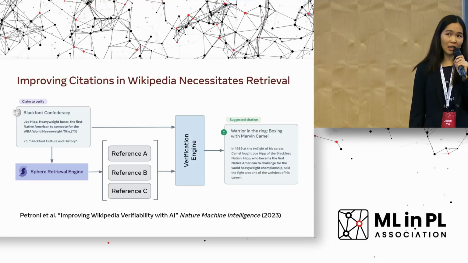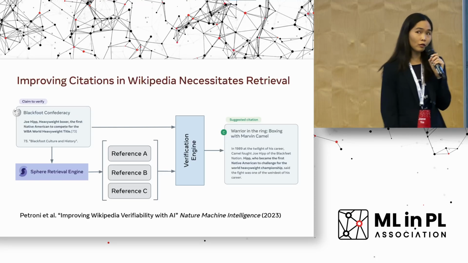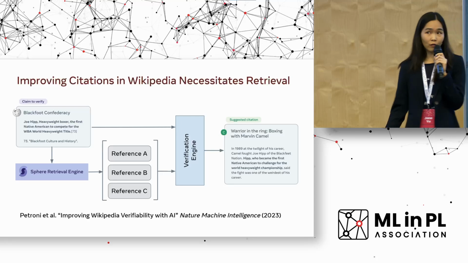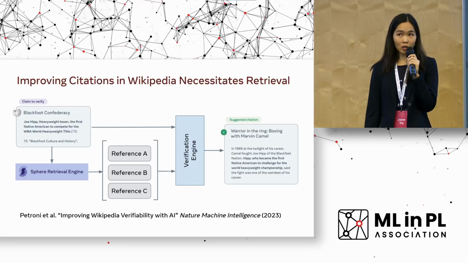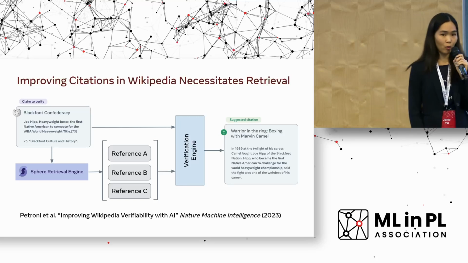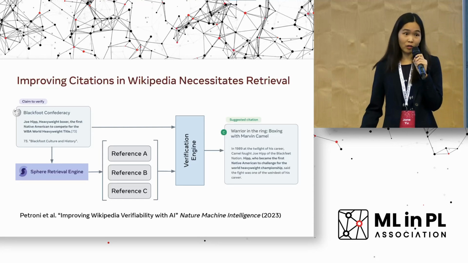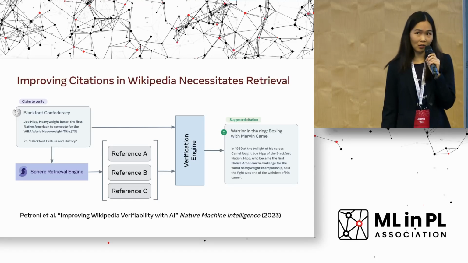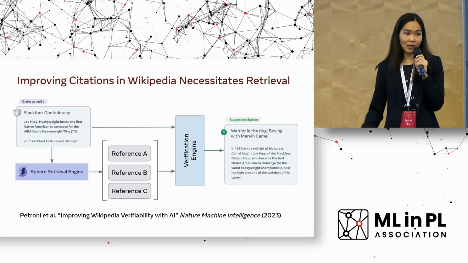So here we have this claim about the Blackfoot Confederacy. What we're going to do is we're going to retrieve from the retrieval engine, get a set of references, and then we're going to send those references and that claim to the verification engine, which will pick the best reference that best supports the claim. So this is obviously a case where you would want to do retrieval for every query because that's kind of the whole point. You want to pick a reference that best supports the claim.